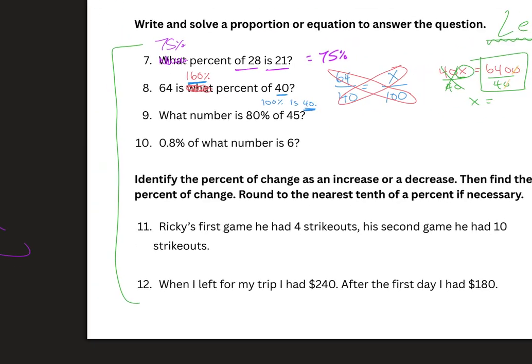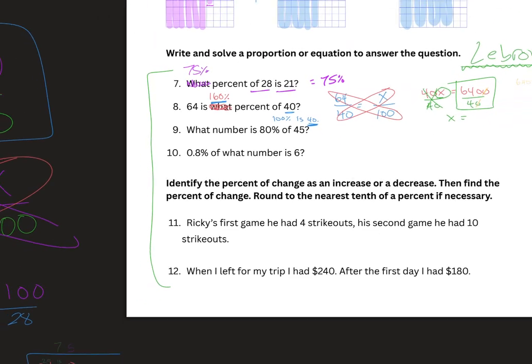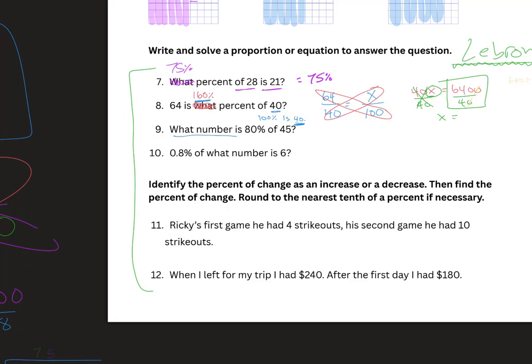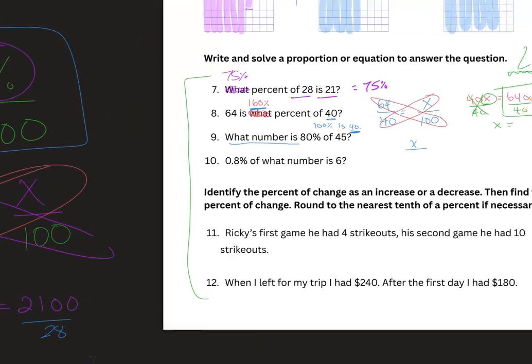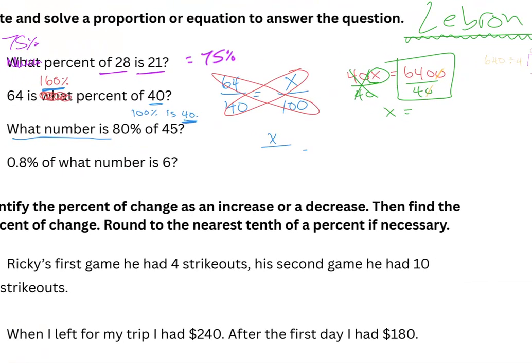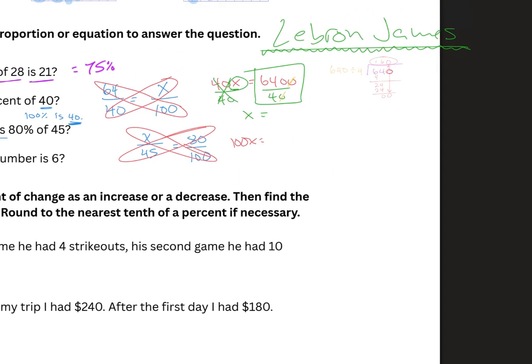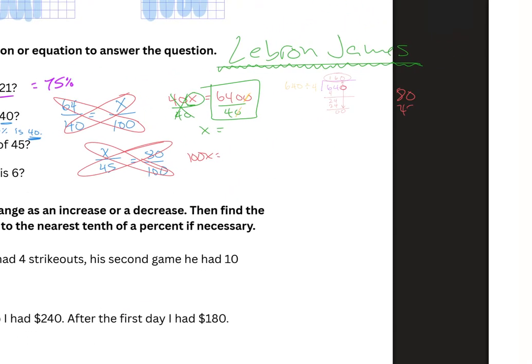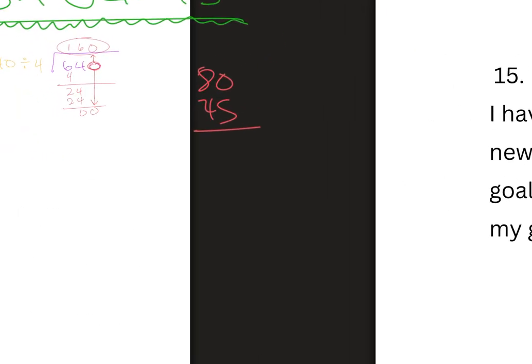What number is 80% of 45? What number is? I don't know what that number is, but it's the is over of. What number is 80% of 45? We're going to cross multiply, and we get 100x equals, now I don't know what 80 times 45 is, so I'm going to have to do that math, right? 5 times 0, 5 times 8 is 40. 4 times 80, well, you know what? I guess this is not that crazy.